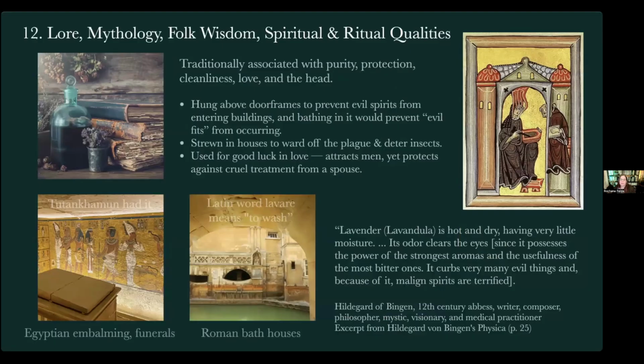That lore, as I said, since antiquity, this plant has been used and venerated. It was found in King Tutankhamun's tomb when they opened it in the 1920s. They found dried lavender that still had a scent, which is incredible. And it was used extensively with Roman bathing, the bathhouses, with washing clothes. The word itself, lavender, comes from the Latin lavare, meaning to wash.